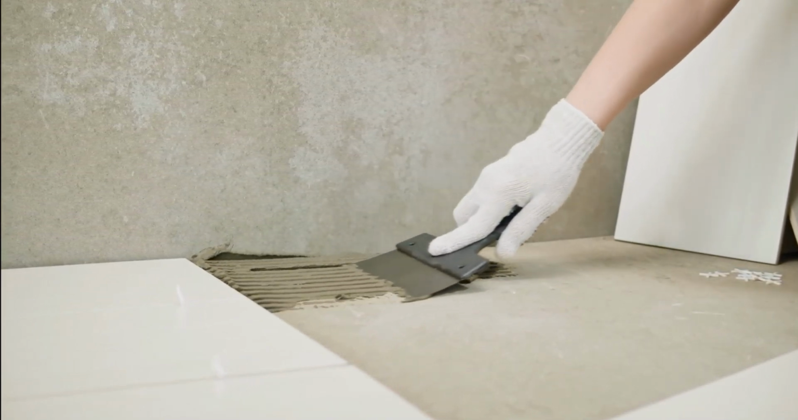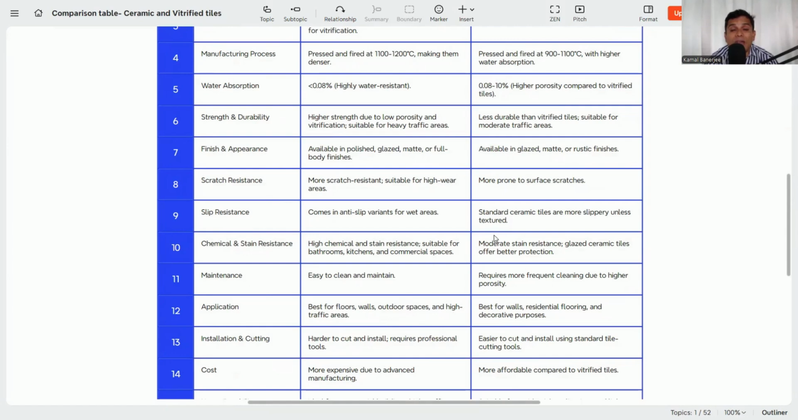So it's not that the vitrified tiles are good or the ceramic tiles are bad. Both have their own advantages and disadvantages, and according to the project requirement and according to the area of use, we can choose the vitrified tiles over the ceramics, or we can choose the ceramic tiles, or we can choose the vitrified according to the requirement.